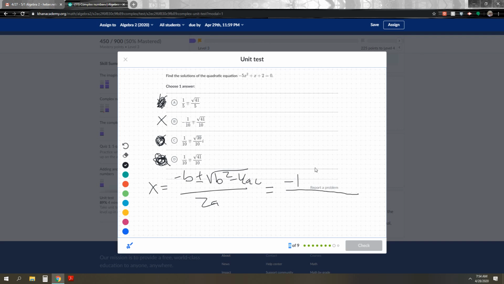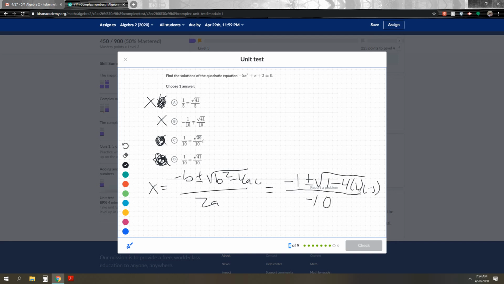Alright, so -1 over, plus or minus the square root of b squared. Right, so 1 squared, just 1, minus 4 times 2 times -5, all over 2 times -5, which is -10. Right, so we're getting 1/10. So we know this one is wrong, right? We have to have 1/10 in the front.